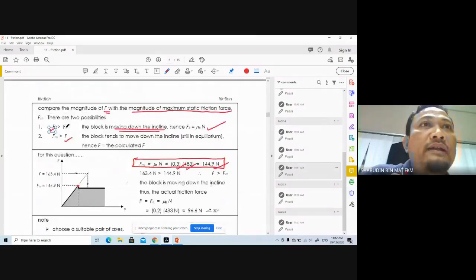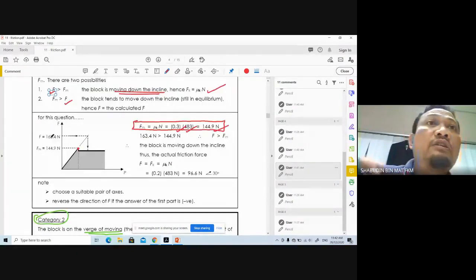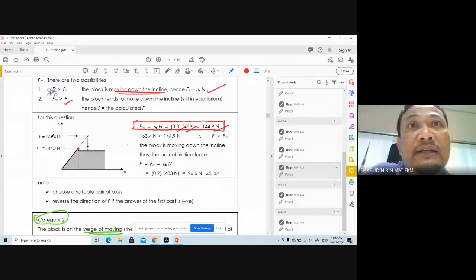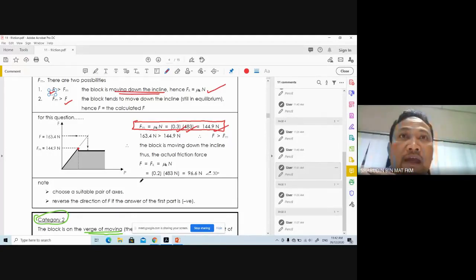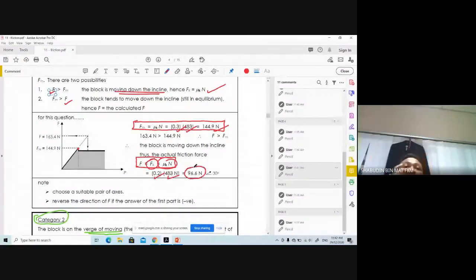So the force that you get is 164, so the object is in motion already. So the true value of F is mu k multiplied by N. Mu k is 0.2, so in actual fact, your force is only 96.6 Newton.